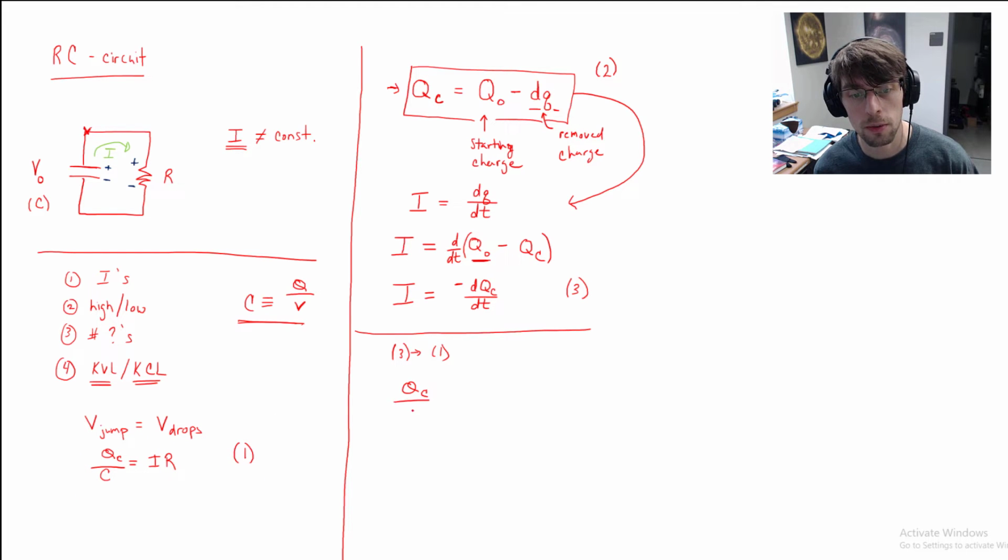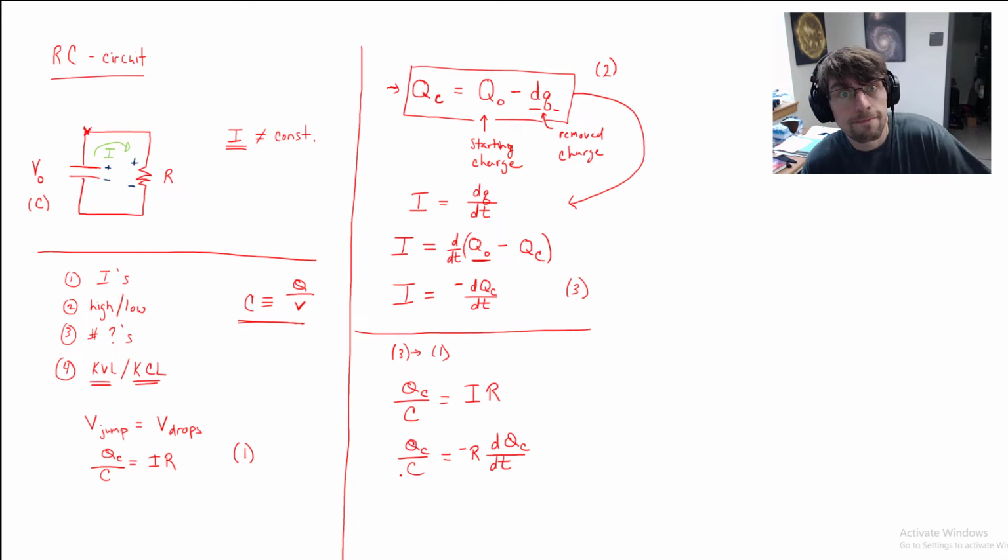From Kirchhoff's law, we had this. And now we can say Q_C over C equals negative R dQ_C/dt. Go. You have an equation. Solve it.